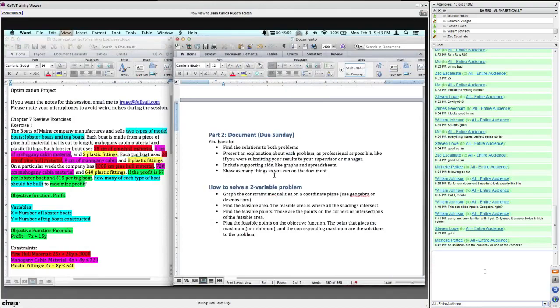The solution, well, the solution is one of the corners. And the result that you get from plugging the point is part of the solution.